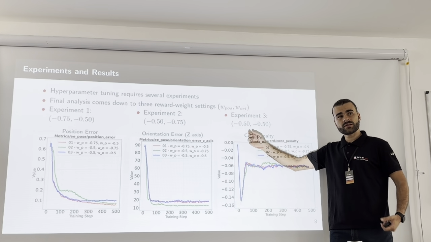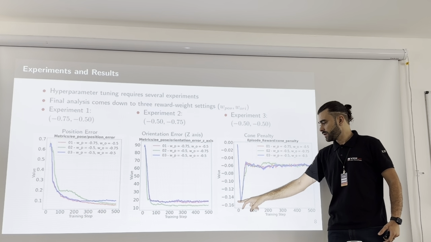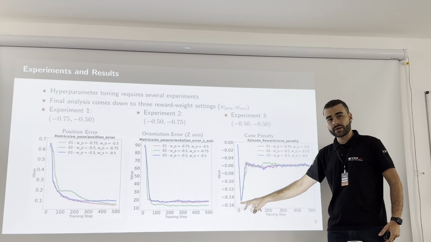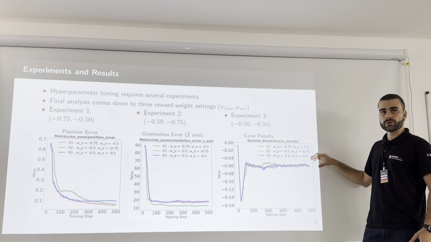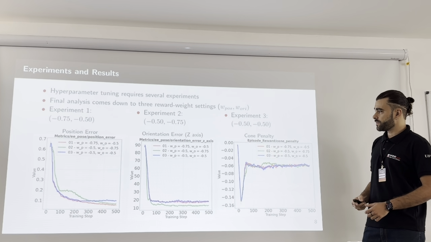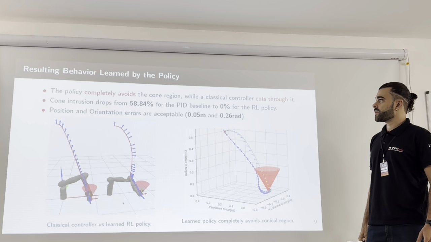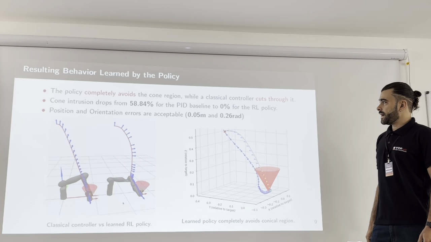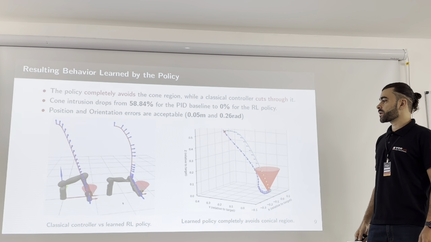At first, the agent explores the environment too much. The actions are too random. So then it receives a high penalty. And then it stabilizes at a value close to 0, which means it avoids the conical region. So the resulting behavior learned by the policy completely avoids the cone region, while a classical controller cuts through it.